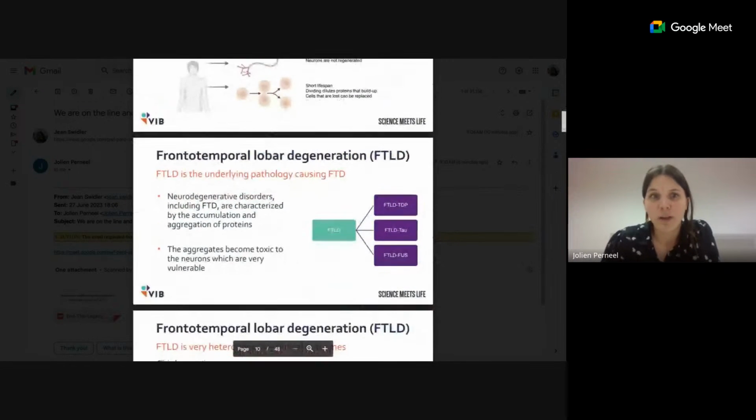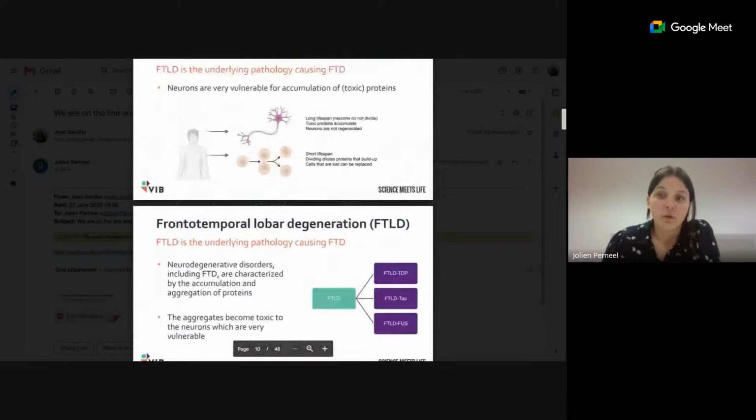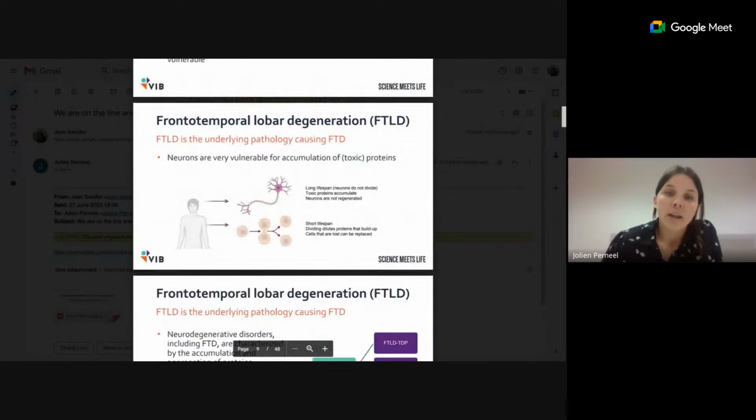This is in contrast to many other cells in our body, which have a short lifespan. They keep dividing our entire life, and the dividing helps diluting the accumulating proteins, but at the same time, they also replace the cells, so it's not a problem if some cells die.